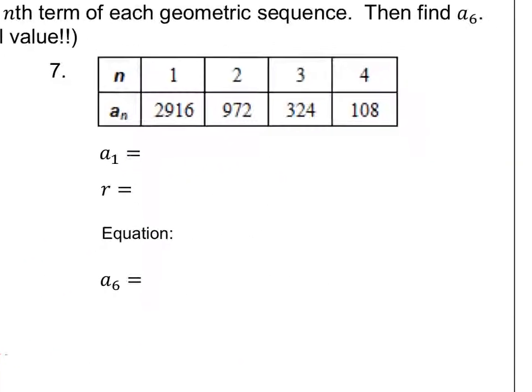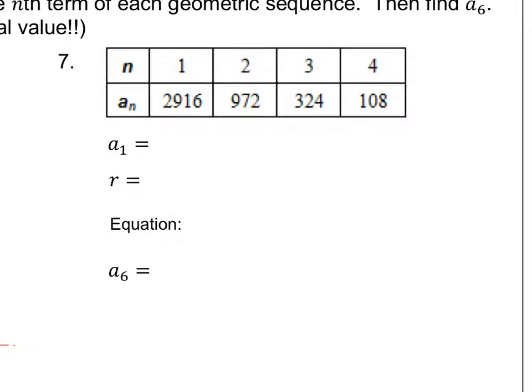Okay, number 7. First term is easy, 2916. I can see that that's the first term. But my ratio is a little harder. And remember how I said you're going to get to a place where you want to divide, and I'll show you what to do? We're at that place.